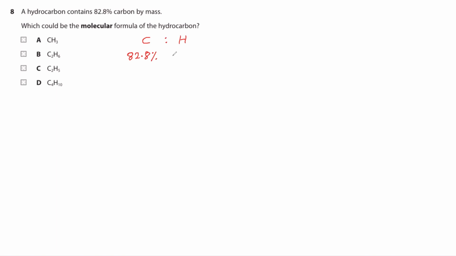If you do the math, you can find 17.2% should be hydrogen. So what is the meaning of this percentage? It simply says that if you take 100 grams of this sample, 82.8 grams will be carbon, and 17.2 grams will be hydrogen.